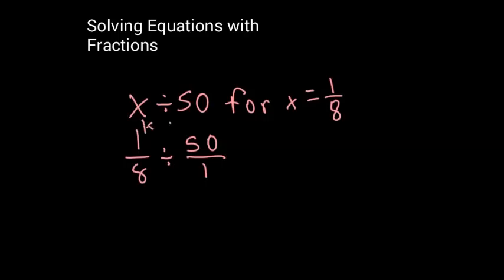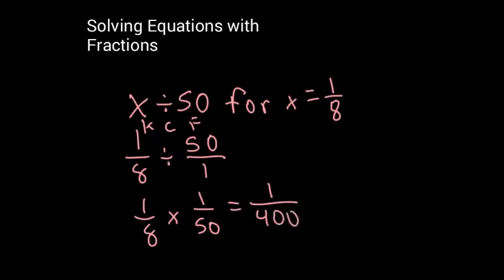And then I'm going to do my keep, change, flip. So 1/8 times 1 over 50. Nothing to simplify here, so 1 times 1 is 1. 8 times 5 is 40, and then add that 0, so that would be 400. So my answer there would be 1/400.